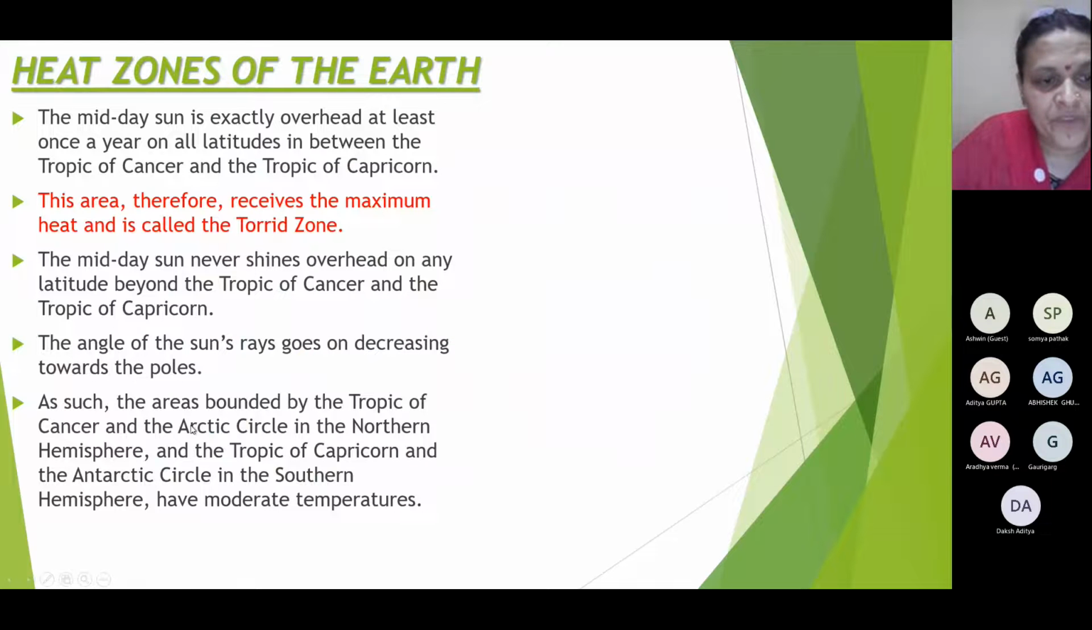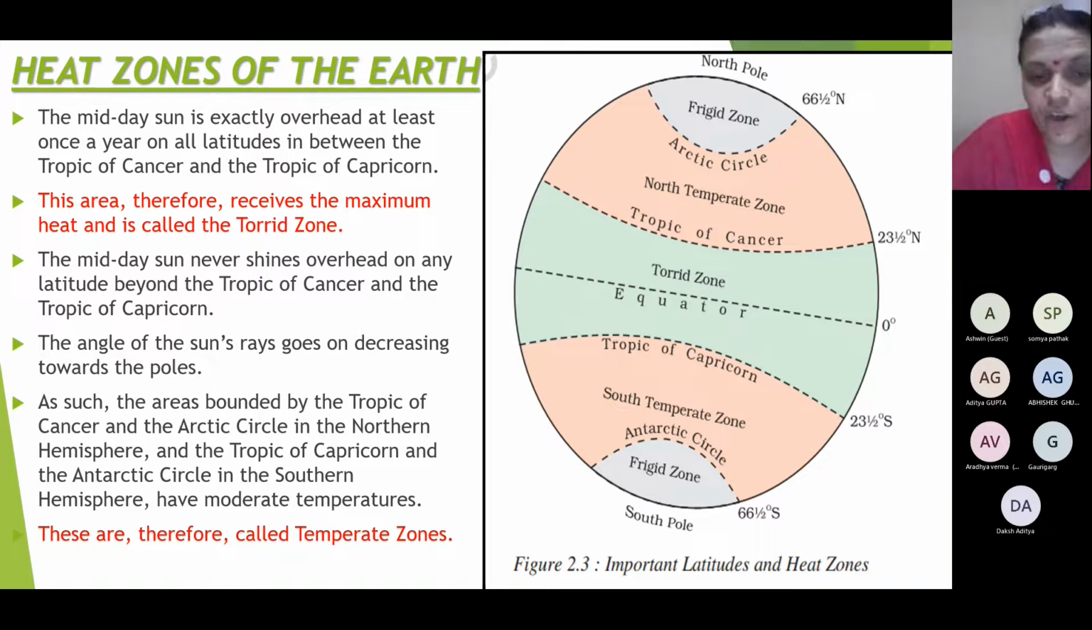Next zone. Now, the areas bounded by the Tropic of Cancer and the Arctic Circle in the northern hemisphere, and the Tropic of Capricorn and the Antarctic Circle in the southern hemisphere, they're talking about the temperate zone. Here they are talking about this.